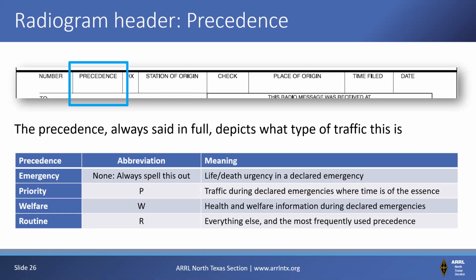We'll continue precedence. This is back to that, what's the urgency of this thing? Emergency, priority, welfare, or routine. When we fill out the radiogram, typically, I'll just write R for routine. When I say it on the air, I say routine, but I'll write R. The only word that always gets spelled out is emergency. We want to call out the high level of importance of emergency traffic. So the word emergency is always written out. But the others, like priority, welfare, routine, we just write their initial and we call it a day.